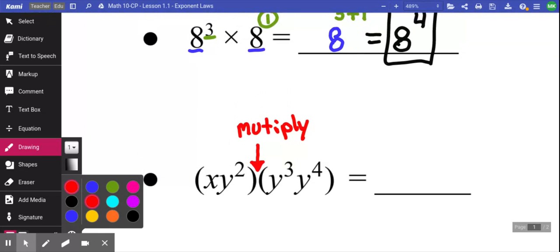So this is the same thing as saying x times y squared times y cubed times y to the 4. Those mean the same thing, right? One of them I've rewritten with multiplication symbols. The other one, they've just gotten lazy and not putting the multiplication symbols. It means the same thing.